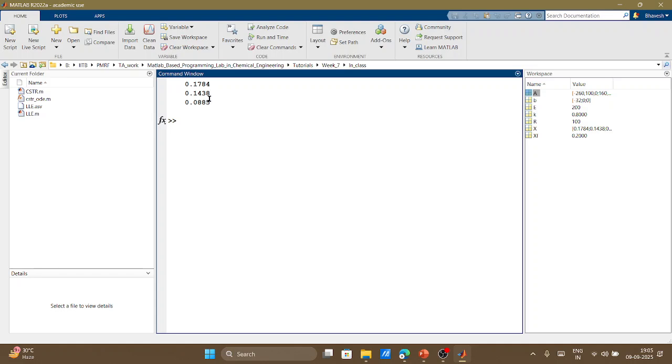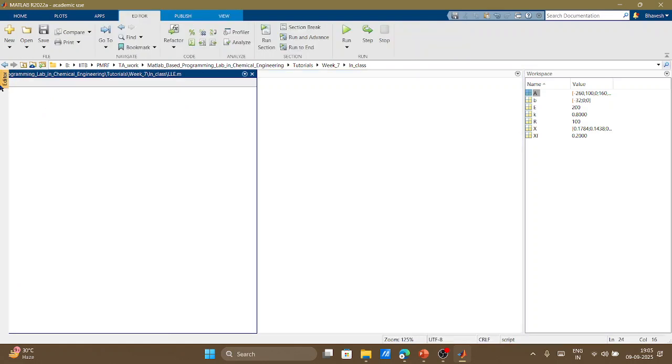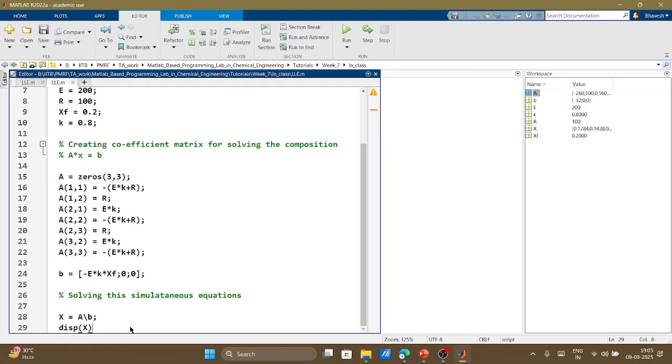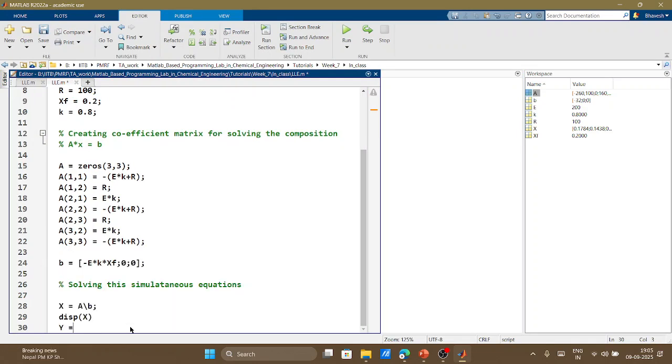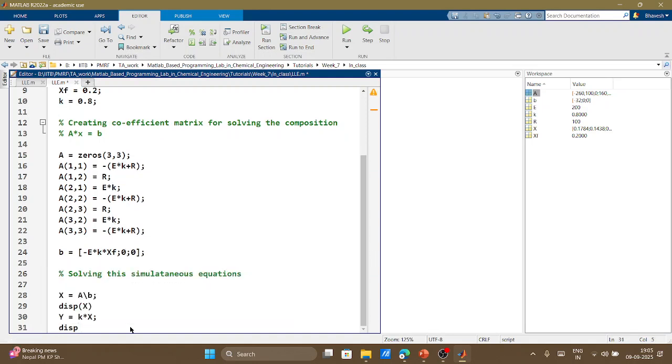And this is your x1, x2, x3 value, right? Now this is the x1, x2, x3 value. So you can find the corresponding y value. Your y matrix will be y is equal to k times x, right? You can display y also.